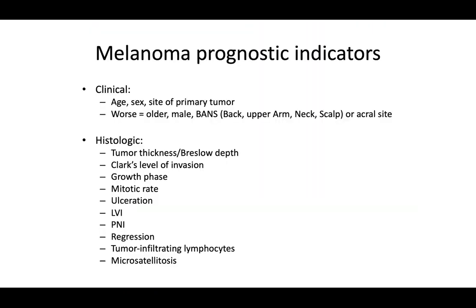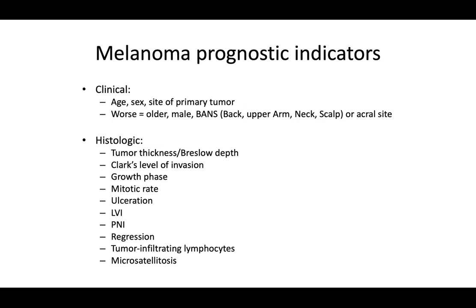What are the melanoma prognostic indicators? So clinically, age, sex, and the site of the primary tumor can play a role. So the prototypical worst case scenario is an older male on the back or the upper arm, the scalp, or the neck, or in an acral site. In the study I did on acral melanomas, age was very associated with the likelihood that it was a melanoma. So the older person with a growing pigmented lesion on the foot, for example, or any acral surface will become worrisome, and the need for a biopsy is very high.